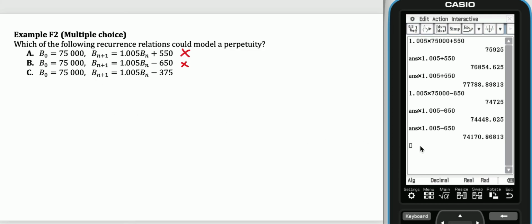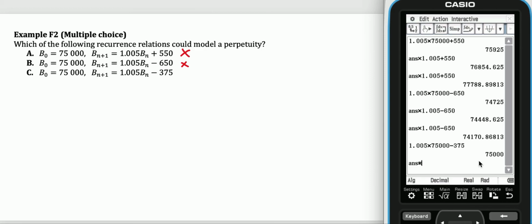but we can double check it by making sure that if we actually work out the first few terms of this recurrence relation, they should give us the same number over and over again. So let's try it. 1.005 times 75,000 minus 375, and if we hit execute on that, we get $75,000 again. So that must be the recurrence relation where the interest that's being added on is exactly equal to the payment that's being taken out. And so the two things cancel each other out and we just get a value of $75,000 in the account again.